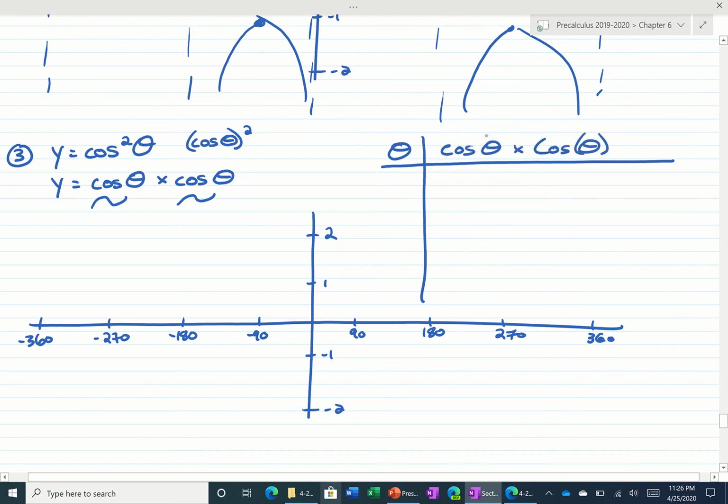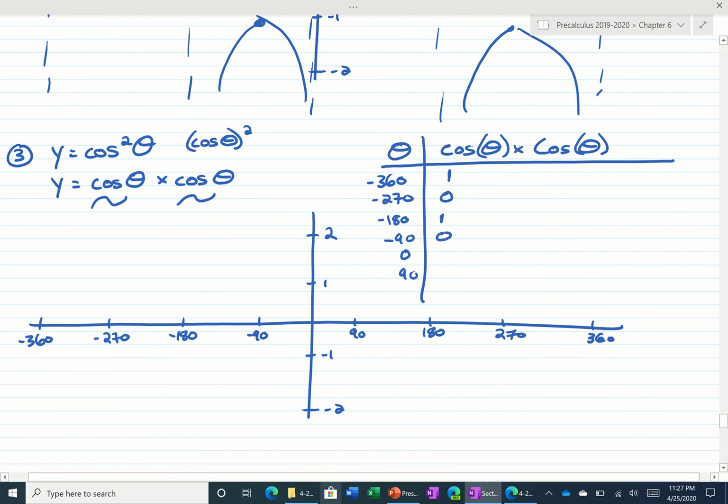All right, just make sure these are in parentheses. Let's see what we get here. All right, so I'm going to type this in here. Okay, so negative 360, store it. Calculator's telling me that's 1. Negative 270, store it. Calculator's telling me that's 0. Negative 180, store it. Calculator's telling me that's 1. Interesting. Negative 90, store it. Calculator's telling me that's 0.